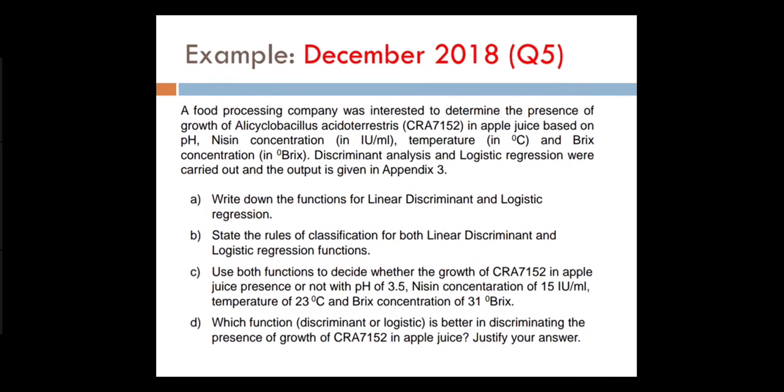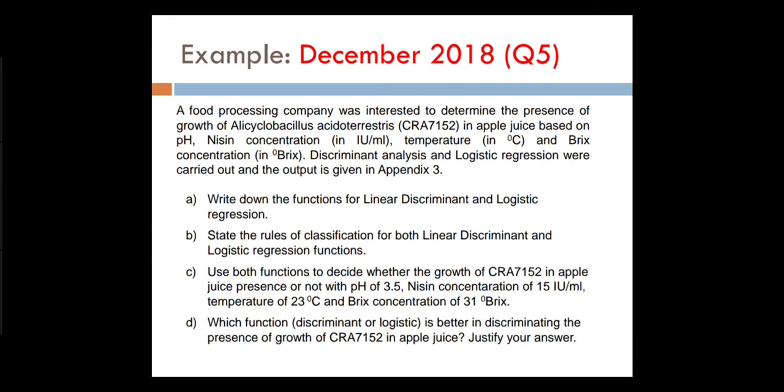Okay, the next example adalah from December 2018, question number 5. A food processing company was interested to determine the presence of the growth of the CRA 7152 in apple juice based on pH, Nisin concentration, temperature, and Brix concentration. Okay, ini terms, medical terms.